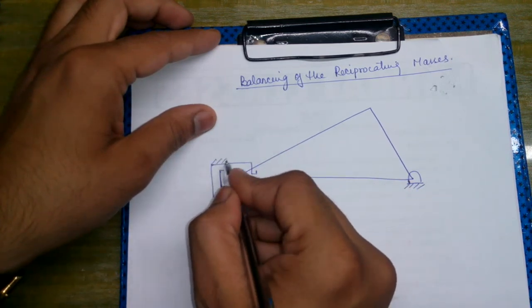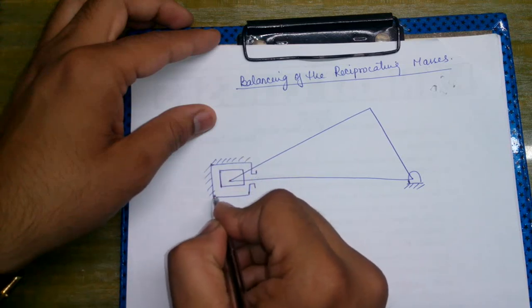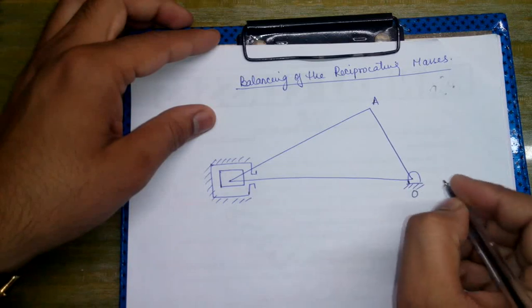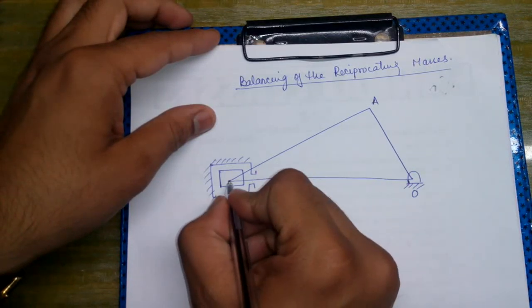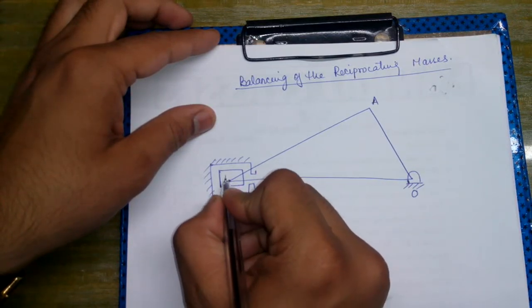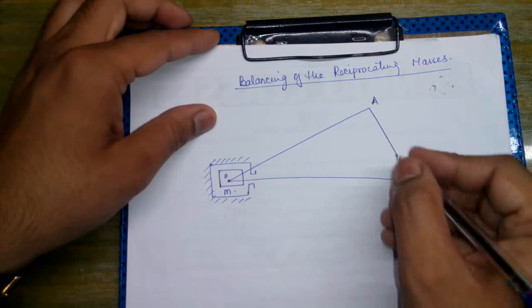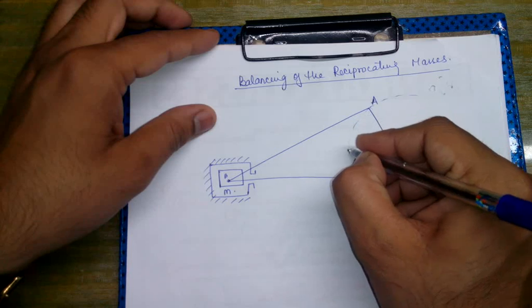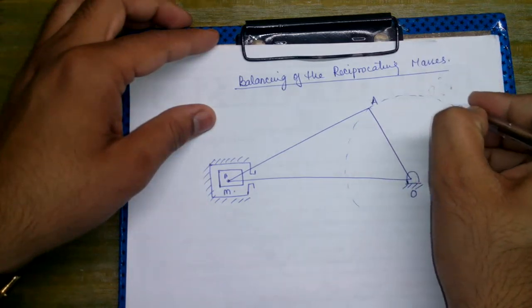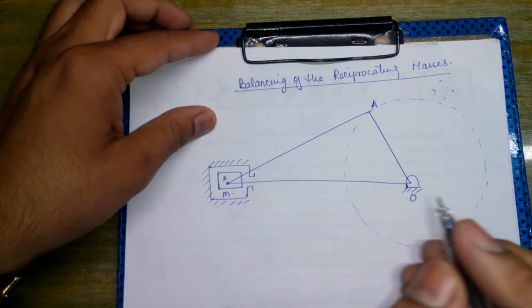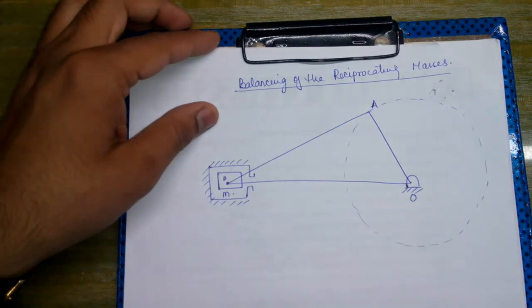Okay, so this is actually fixed. This is point A, this is point O, say this is point B, and the mass of the reciprocating part is M. The crank is undergoing rotation.